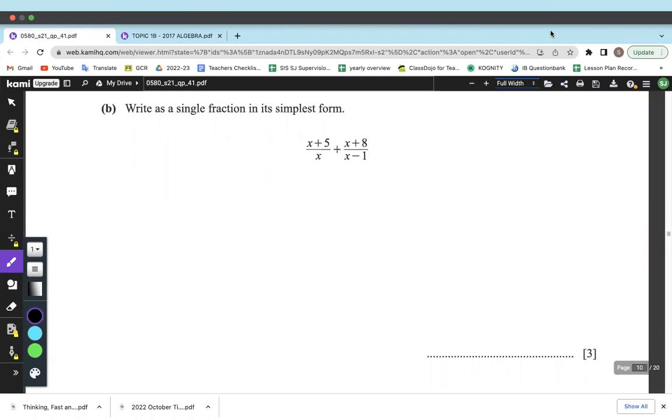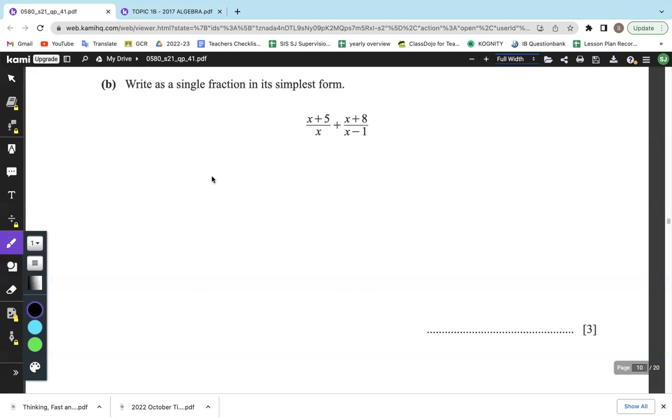So what we do in this kind of question is we've got two fractions and we want to combine these two fractions into a single fraction, right? So let's try this, and you can also try it at your end. How do we combine these fractions? We've got to make the denominator the same, and so we do x plus 5 multiplied with x minus 1 plus x multiplied with x plus 8. Everything has this denominator x times x minus 1.